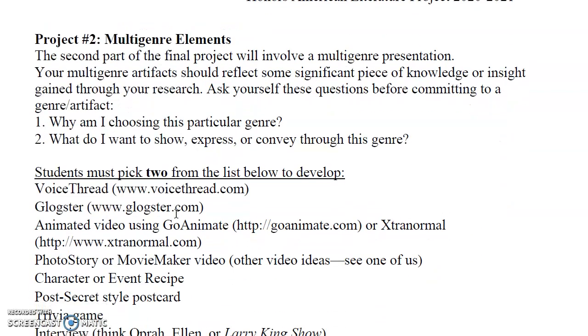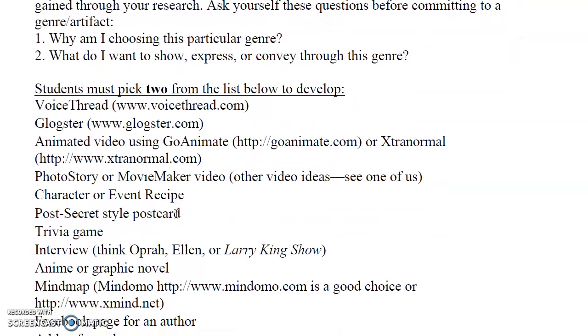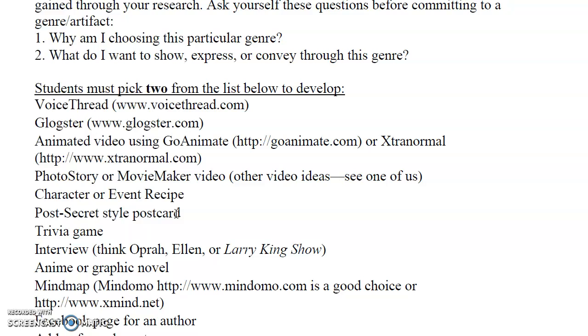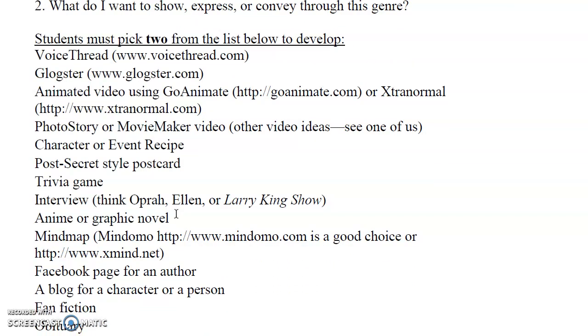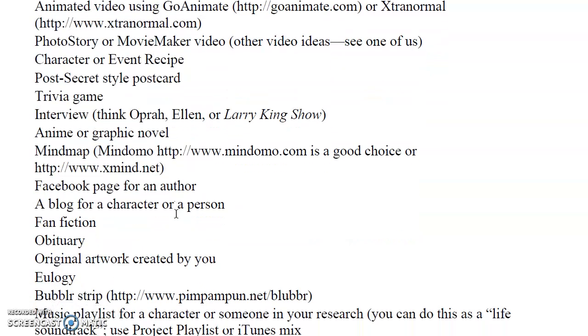Now the second part of the project. The first part is you're picking either PowerPoint or essay. The second part is a multi-genre presentation. So you're going to be continuing on with whatever you picked. Let's say you picked the Revolutionary era, and that's what you wrote about. You're now going to pick 2 of these from this list of multi-genre options.